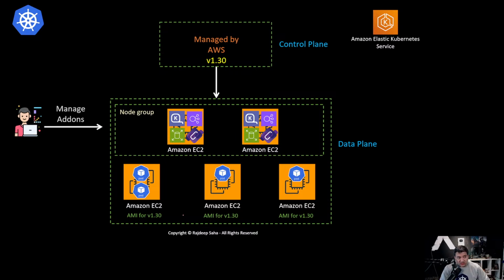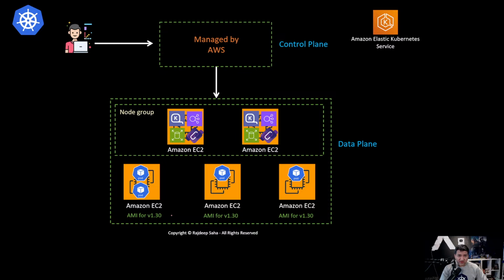Not only that, you also need to manage your add-ons. So if a new add-on version comes out, you need to test. Let's say Karpenter came out with version 1.1. You need to test if that version 1.1 is compatible with version 1.30, test it out, upgrade it, all that stuff. So it puts a lot of overhead on your plate.